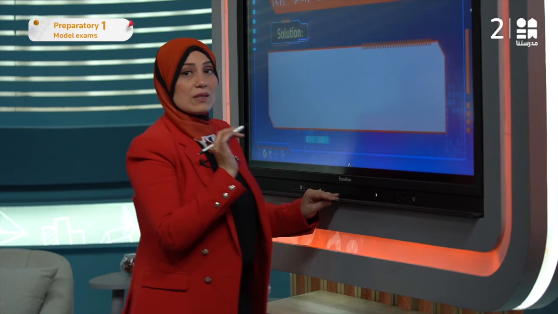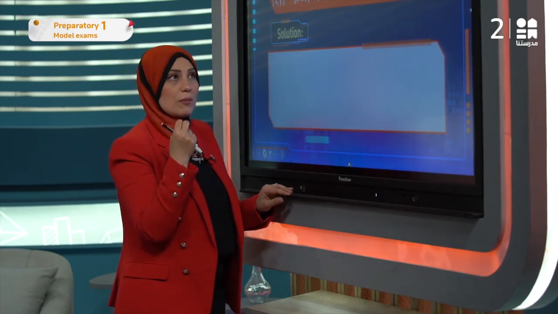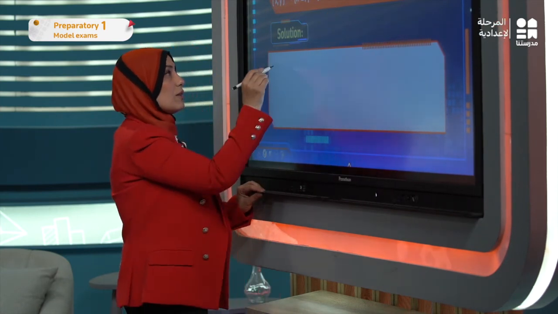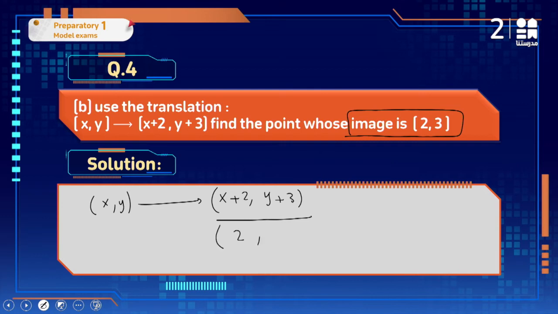If the image is given, we have to write two equations. One more time: if the image is given, we have to write two equations. How can we write it? The image should be after the arrow. It is x plus 2 and y plus 3. This is the image, and it is given in the question, which is (2, 3).